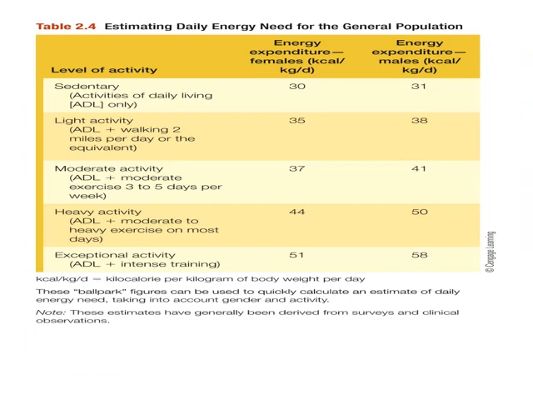Here are some more estimates that you can use to estimate how many calories you need in a day based on your activity level and your gender. So take your weight in pounds and divide by 2.2 to get kilograms, and then you can multiply that weight by the appropriate energy expenditure value to get an approximate number of calories that you burn each day.